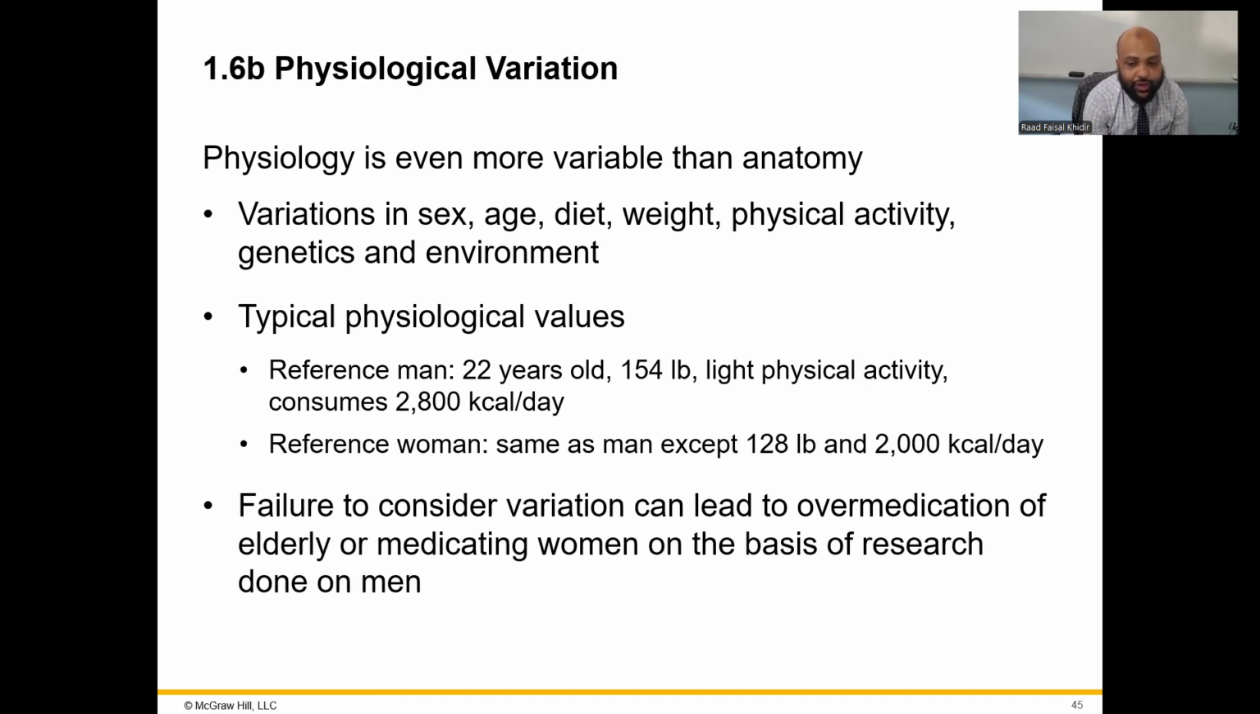Failure to consider variation can lead to over-medication of the elderly or medicating women on the basis of research that is done on men. Okay, so we need to take into account these different variations.